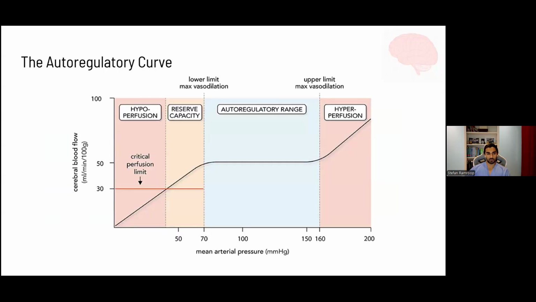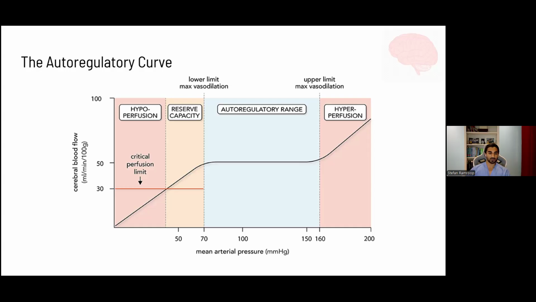When you talk about autoregulation, you have to talk about the autoregulatory curve that relates to it. On this curve, on the x-axis you have your MAP, mean arterial pressure, and on the y-axis you have your cerebral blood flow. In the middle section, between about 50 and 150 millimeters of mercury, the line is flat. That flat portion represents the range where autoregulation works.